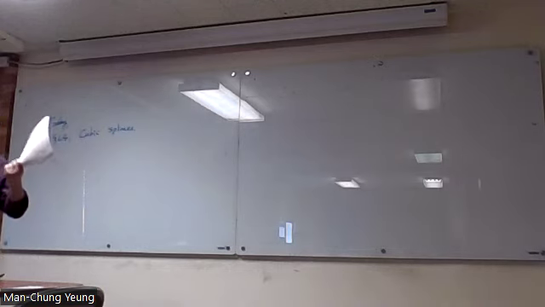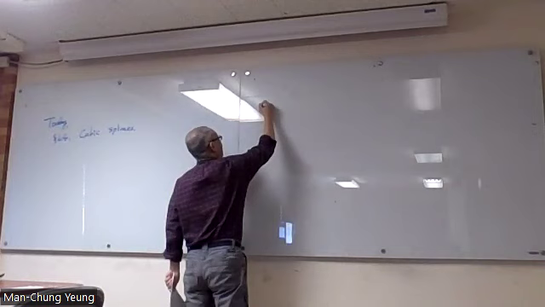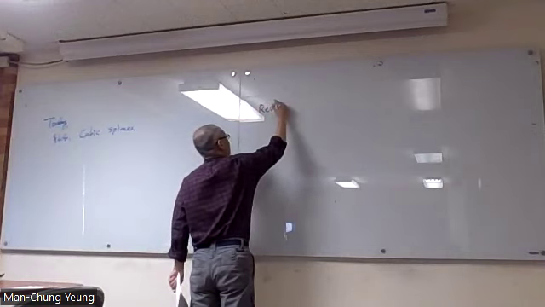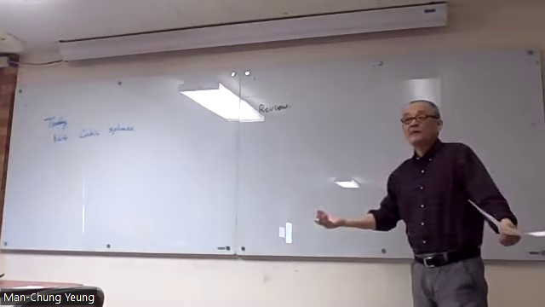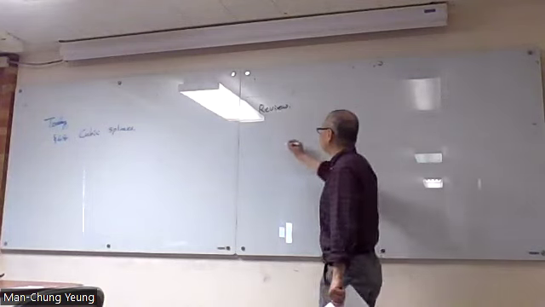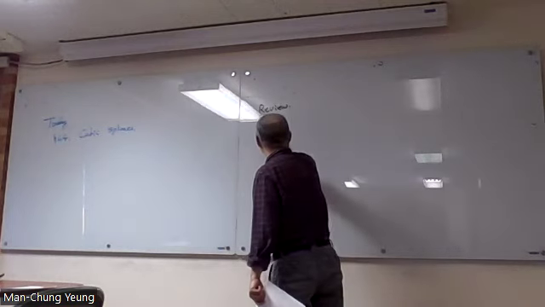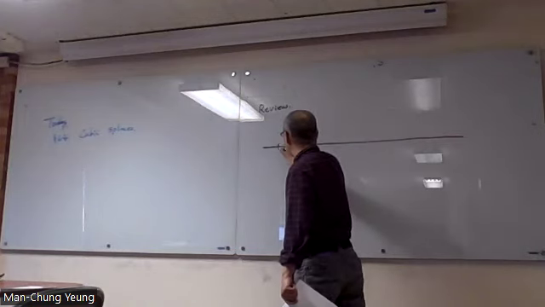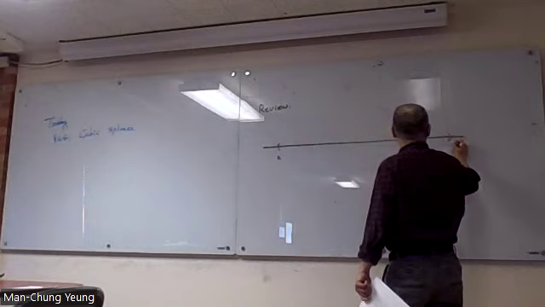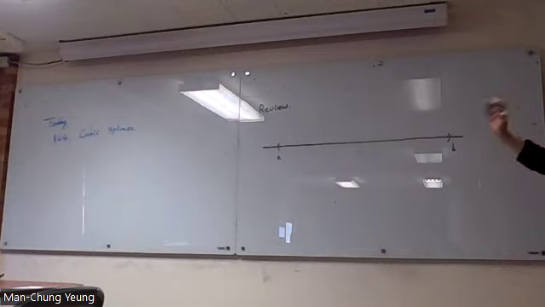Let's take a review of the definition of a spline function. What is a spline function? Given an interval AB, this is A and this is B.